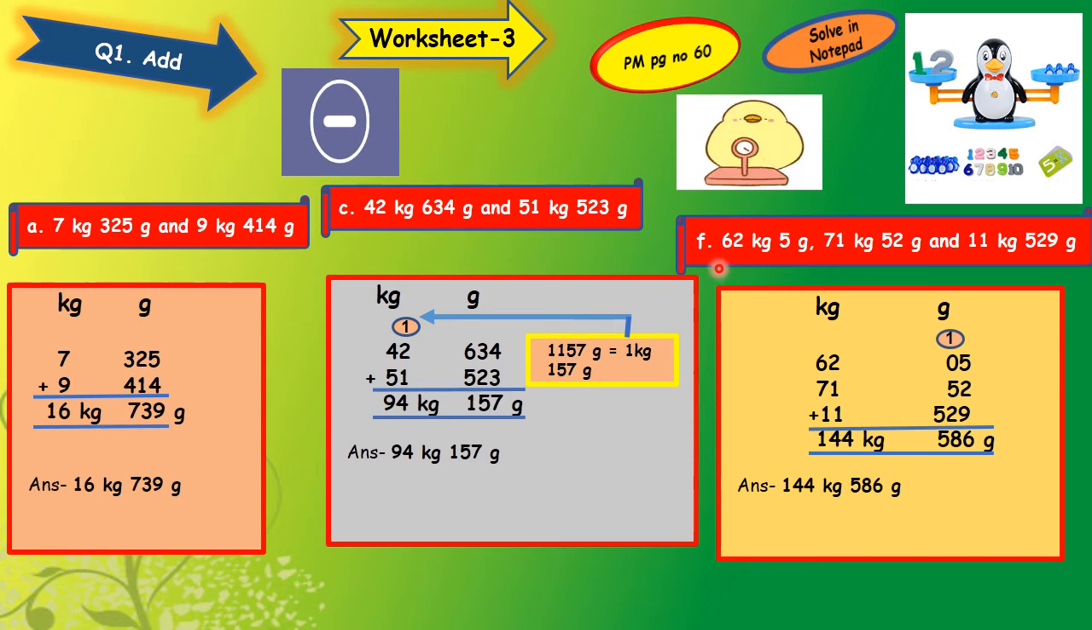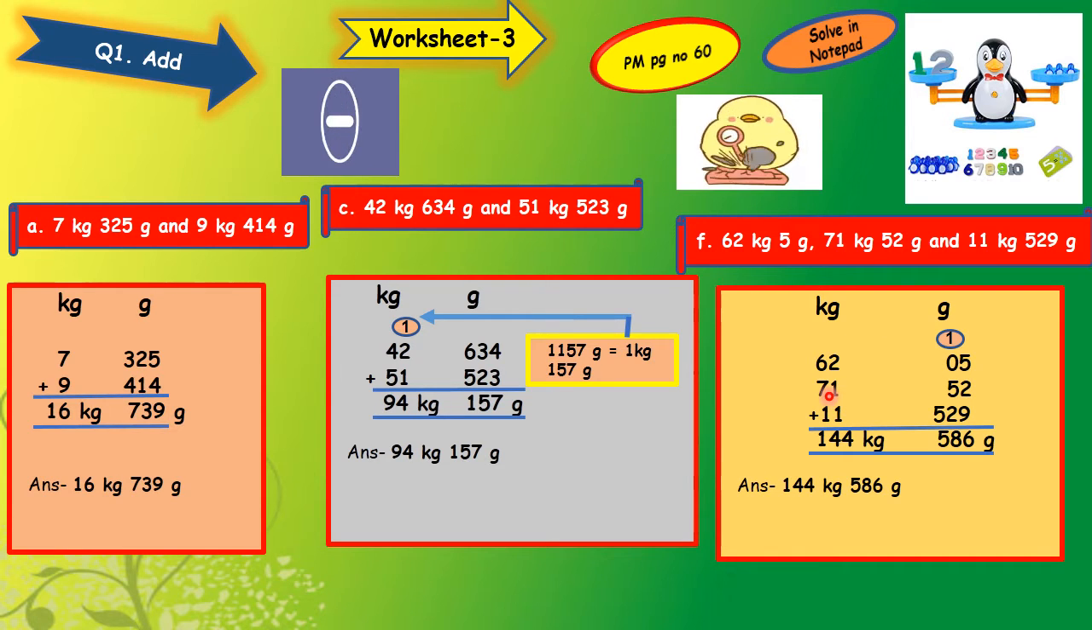Now look at question F. Here three numbers are given: 62 kg 5 grams plus 71 kg 52 grams and 11 kg 529 grams. So children, for arranging these numbers you have to be very careful. As here in kg 62 is given, you shall put it as usual. In grams it's written 5, so you have to write 5 at the place of ones, and you can put 0 according to the other places.